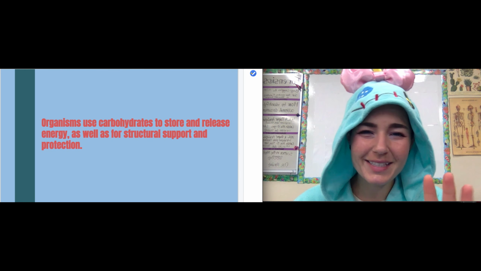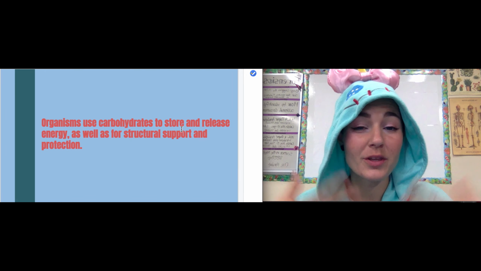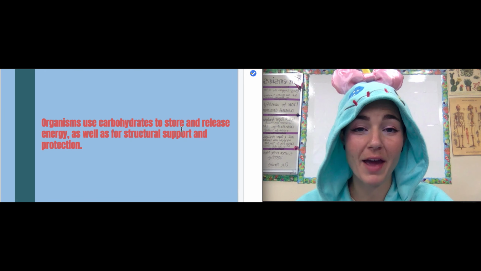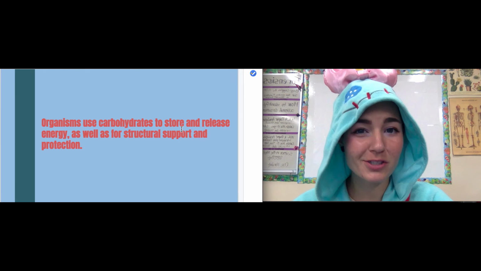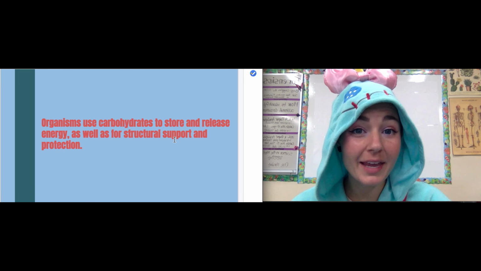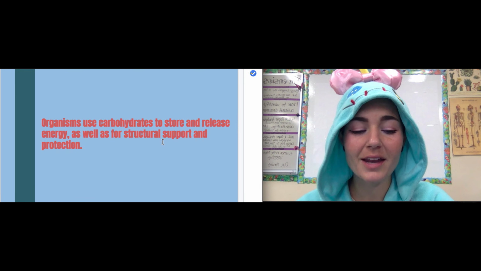Carbohydrates are used to store and release energy. That's their number one thing. We use carbohydrates for quick bursts of energy as well as to store energy. And then they're also used for structural support and protection. Not necessarily for us, but for plants and bugs, and we'll see that in the next slide here.